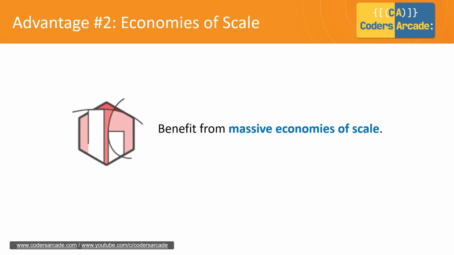Now let's talk about the advantage number two, economies of scale. This advantage means that you can benefit from massive economies of scale. By cloud computing, you can achieve a lower variable cost than you can get on your own. Okay, you can upgrade and downgrade depending on the requirement. So let's talk more about this thing.